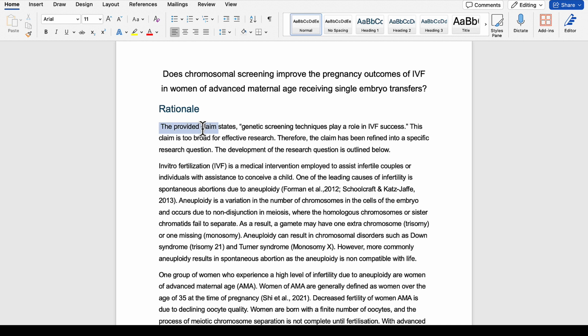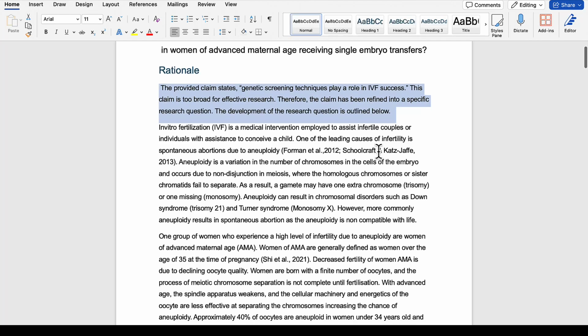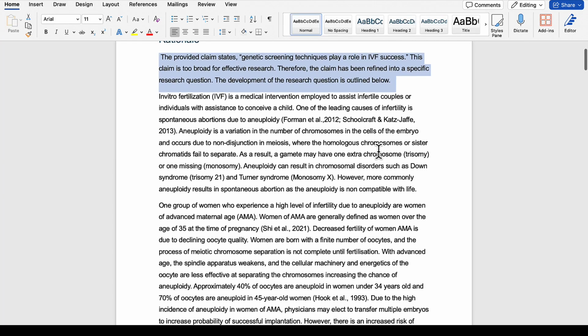Now, I always like to start the rationale by making a statement like this. The provided claim is too broad for effective research, therefore the claim has been refined into a specific research question. The development of the research question is outlined below. Look, if you don't know how to start, something like that is a nice way to just get going.